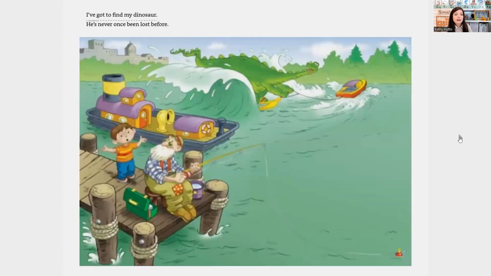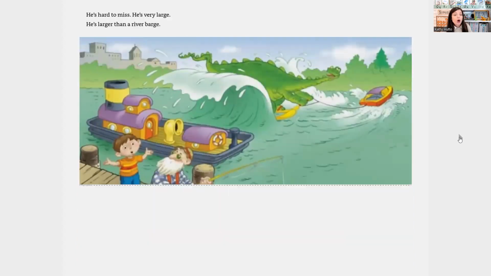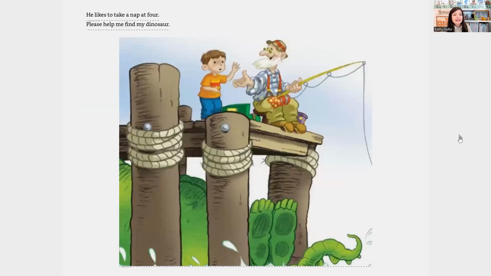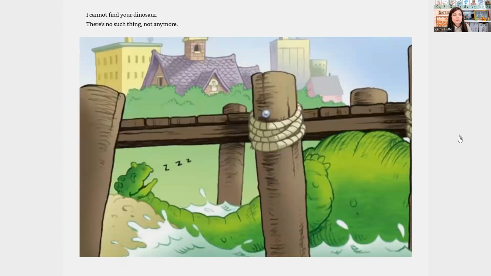I've got to find my dinosaur. He's never once been lost before. He's hard to miss. He's very large. He's larger than a river barge. He likes to take a nap at 4. Please help me find my dinosaur.